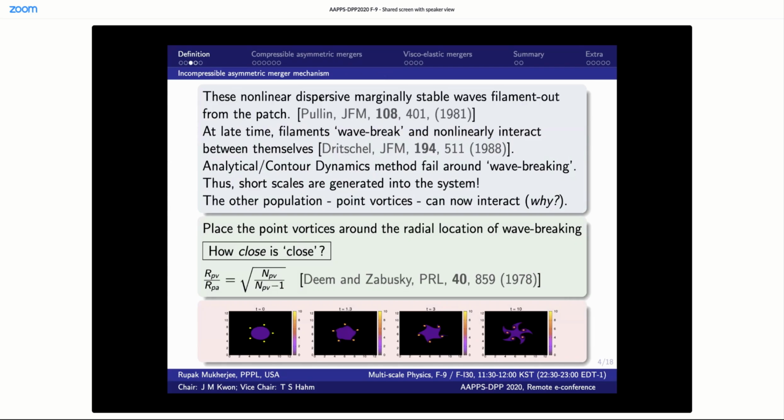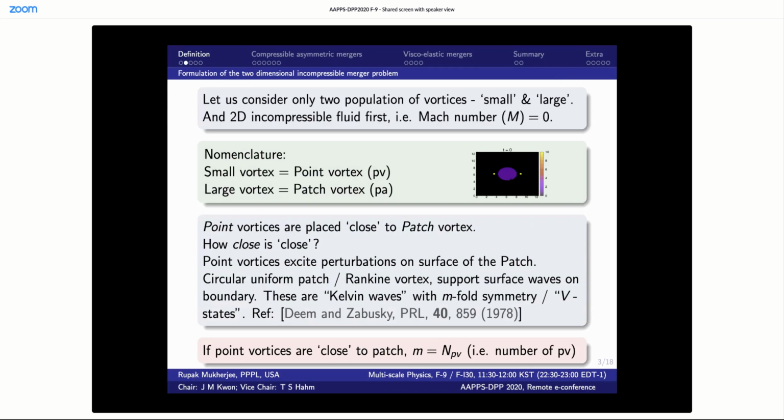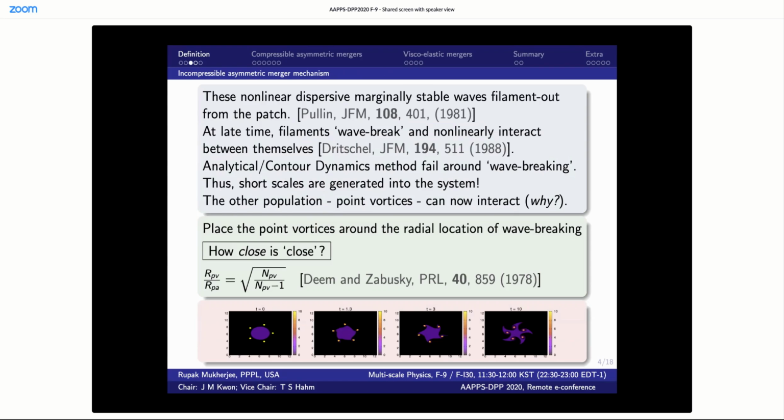These surface waves that get generated on the surface of this Rankine vortex are basically nonlinear, and also dispersive. They are marginally stable waves, and they form something like the V state, which I talked about. And these kinds of structures drag out from this circular patch vortex. These are the things that we call filaments. So they filament out from the patch like this.